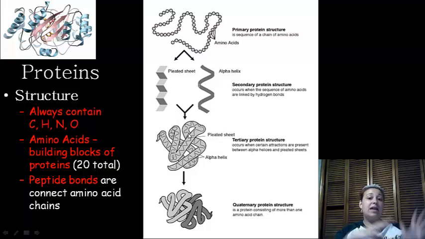Now, when we combine a beta-pleated sheet and then we curl it right afterwards, but it's still the same strand or the same chain, that's going to be our tertiary protein. Now, when we start adding multiple chains together, that's when we get our quaternary protein, or multiple chains added together.